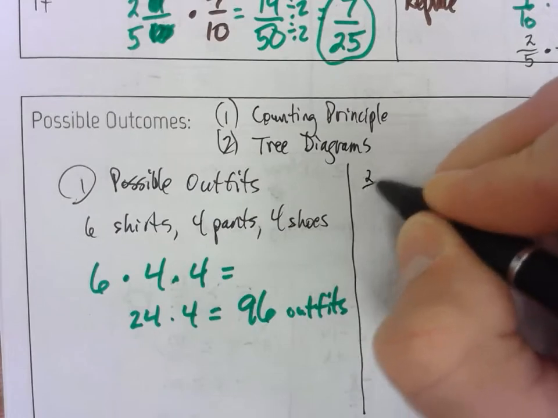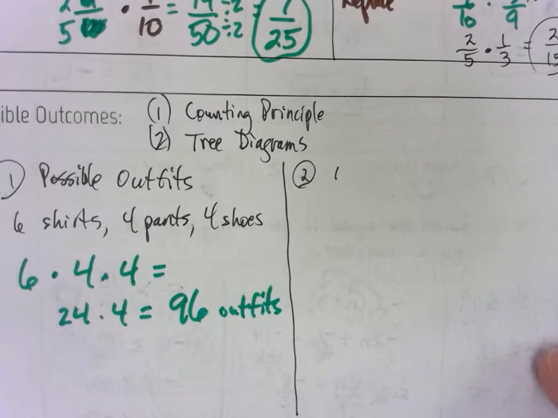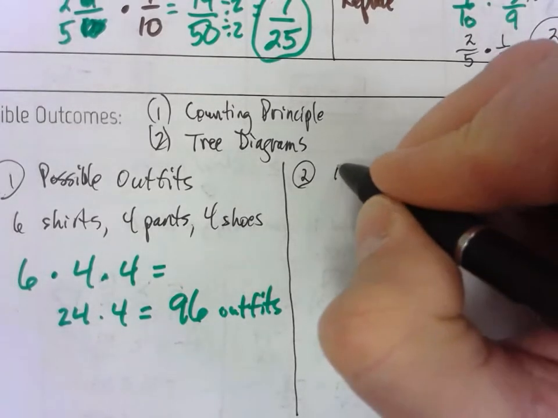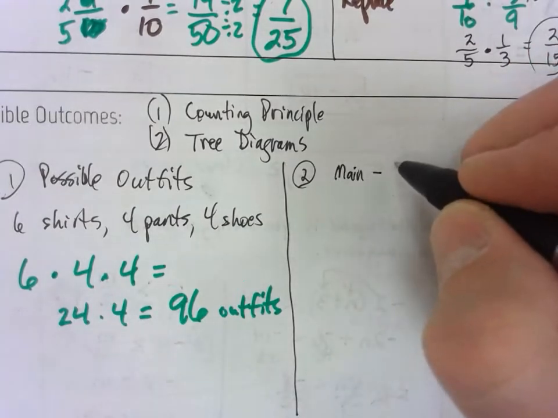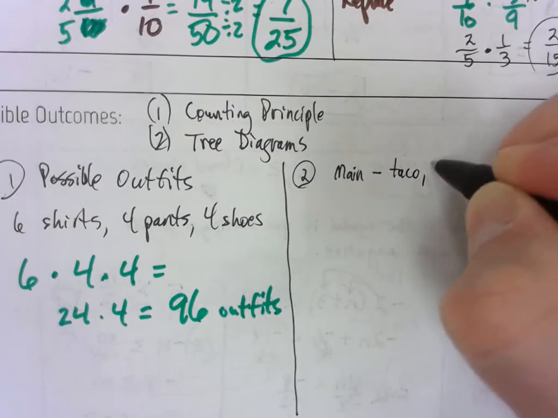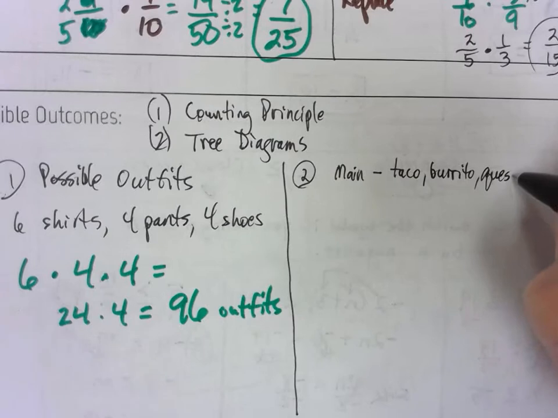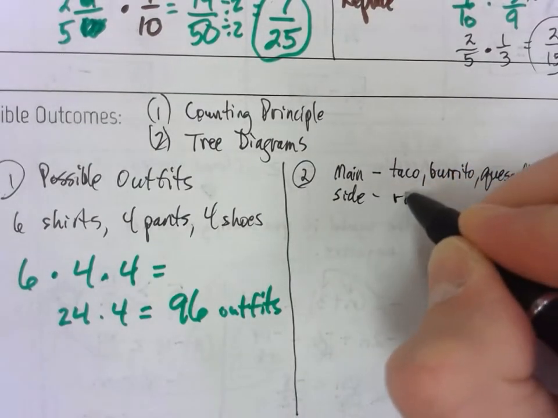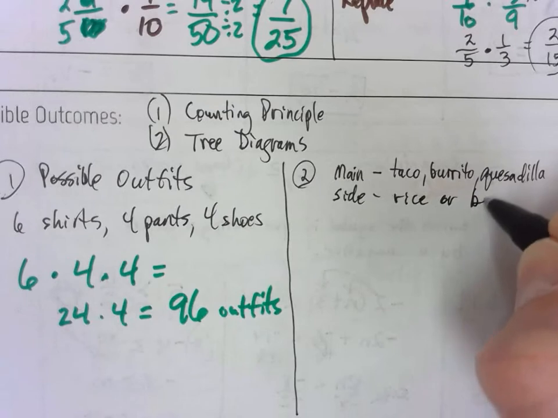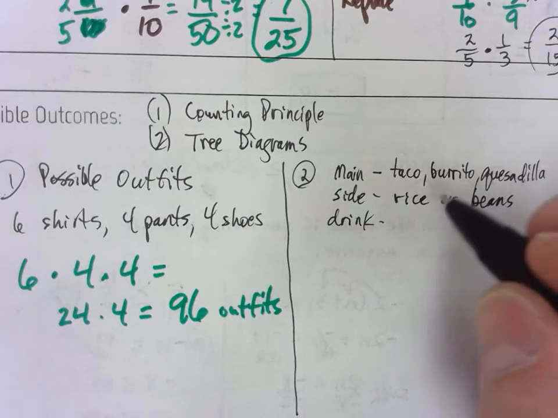All right, let's come over here to this one. Let's talk about how to do a tree diagram. Let's say you're going to go to lunch, and when you go to lunch, here are your choices. You got a main dish you can pick. Your main dishes are going to be taco, burrito, quesadilla. Make sure I spell it right. Quesadilla. All right. Then, of course, your sides. You can get rice or beans. And then for your drink, you can get water, tea, or soda.